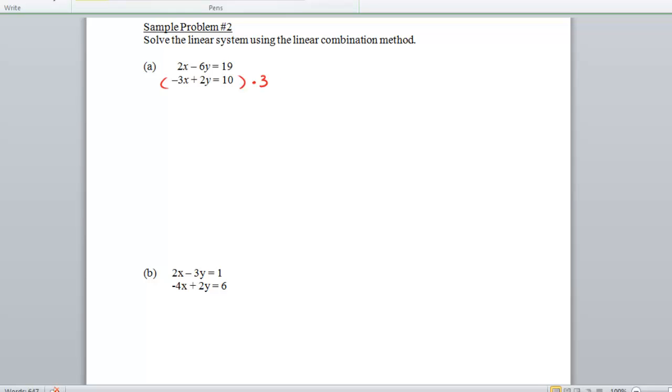Now, I'm just going to simply rewrite the first equation. That's 2x minus 6y equals 19. And my new second equation will be a result of me multiplying 3 times everything. That's going to give me -9x plus 6y equals 30. Notice I've taken particular care to keep the x's stacked, the y's stacked, and the equals and the answer stacked. And so now I'm going to combine like terms.